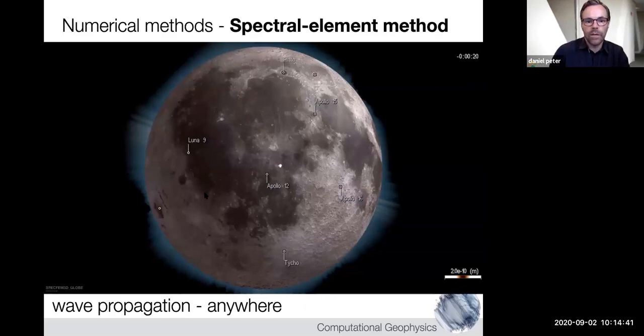This is kind of a candy, a fun simulation just recently made with the spectral element method for the moon, in this case. And the source here is a meteorite impact on the moon, which happened shortly after the Apollo 16 mission installed seismometers.